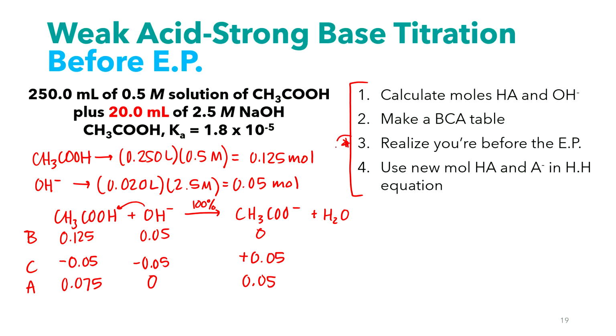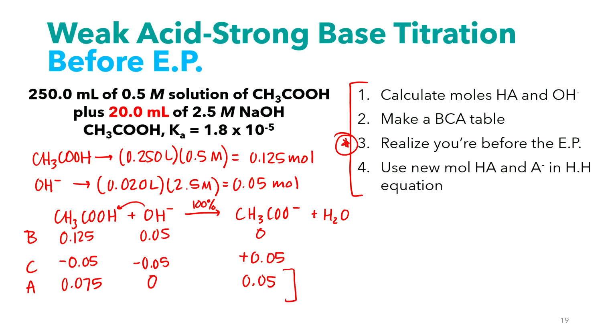And this is the point. You realize, hey, we are before the EP. We're not at the equivalence point yet. I haven't consumed all of my acid. I've neutralized my OH minus. I've made some of the conjugate base. And so this is a buffer. This is one of the ways we talked about making a buffer: just start with the weak acid, add in a little bit of strong base, and you make a buffer.